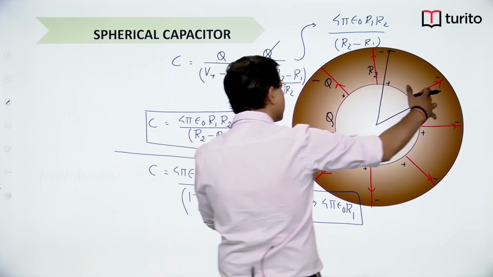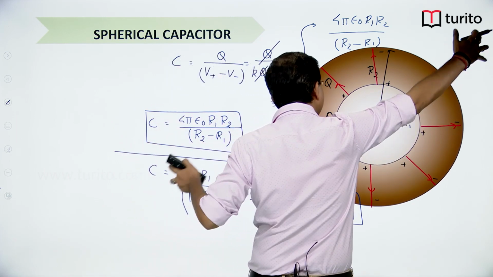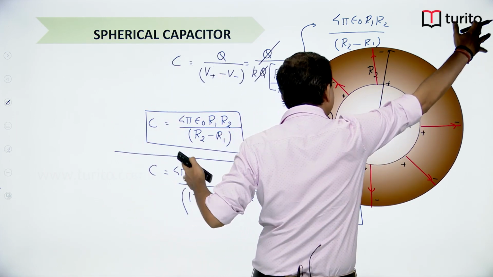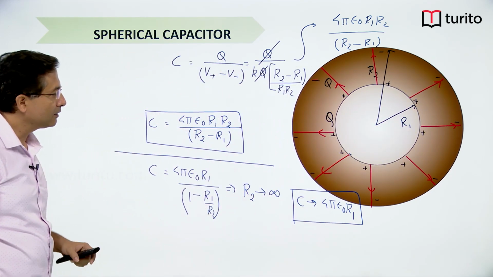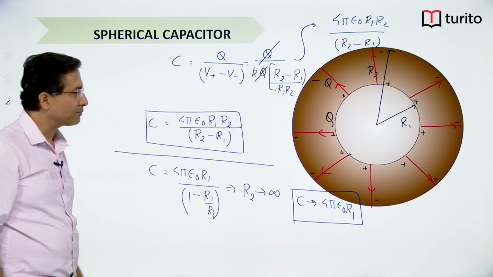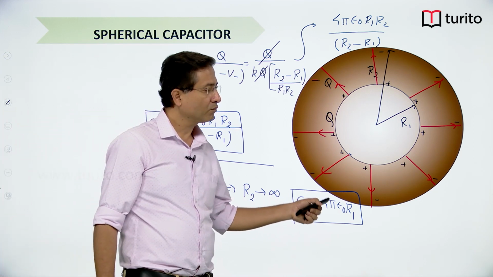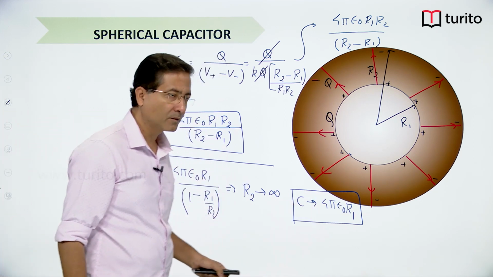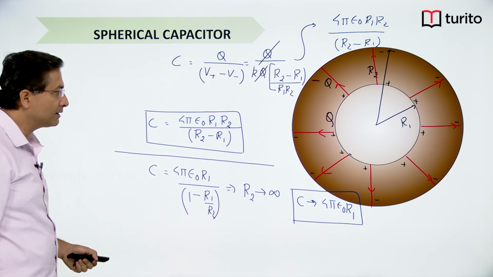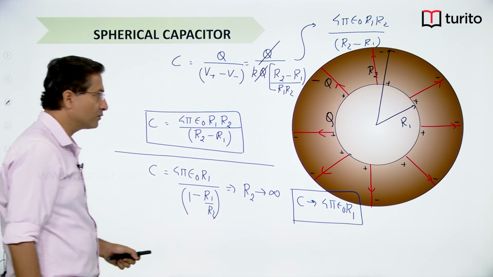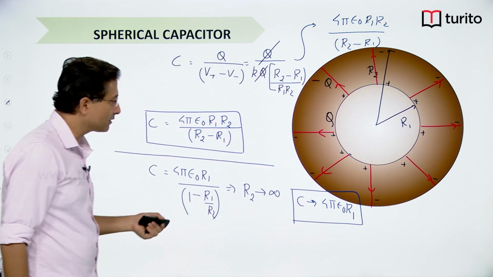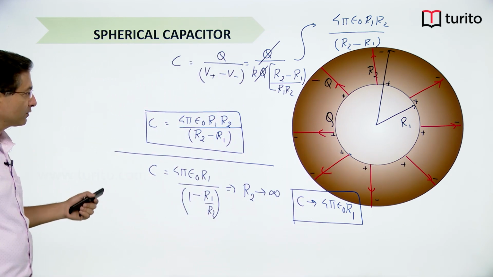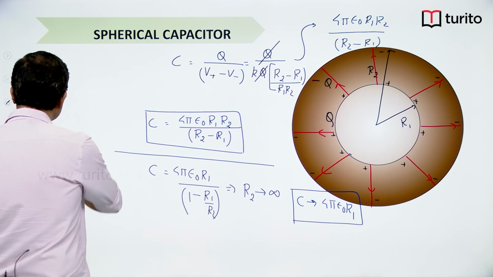So, when this radius is increased to infinity, this situation will be the same as the situation we got in the previous case, where capacitance was 4 pi epsilon naught R. So, the second plate, or second sphere, I can assume to be at infinity for an isolated capacitor, or isolated sphere.